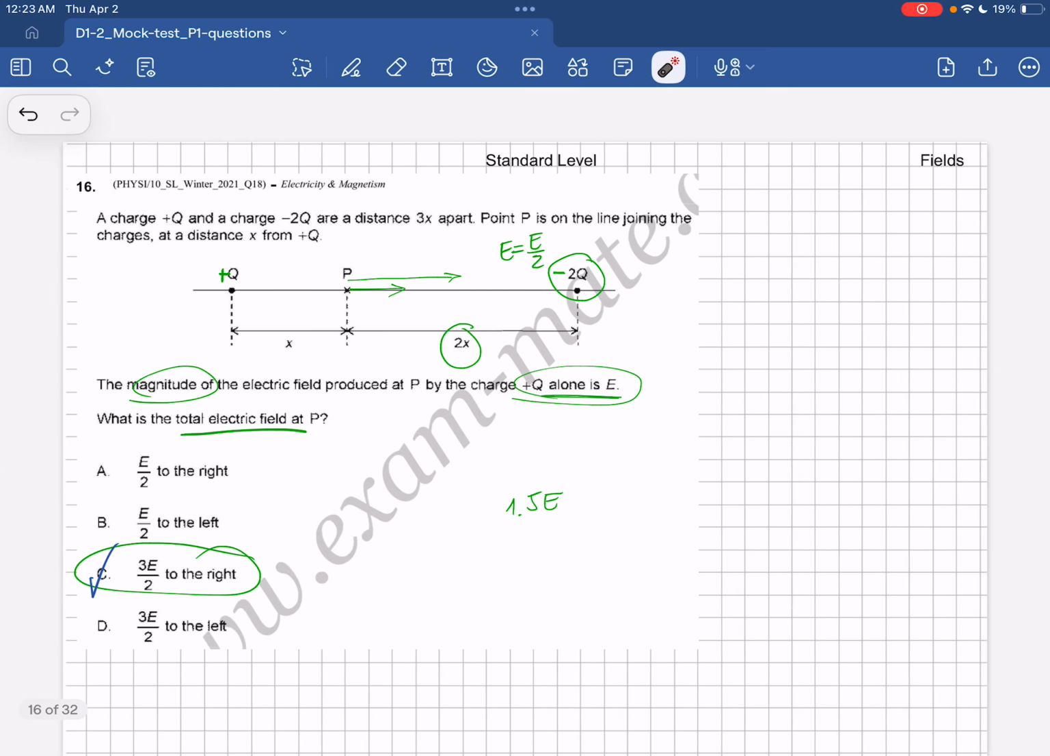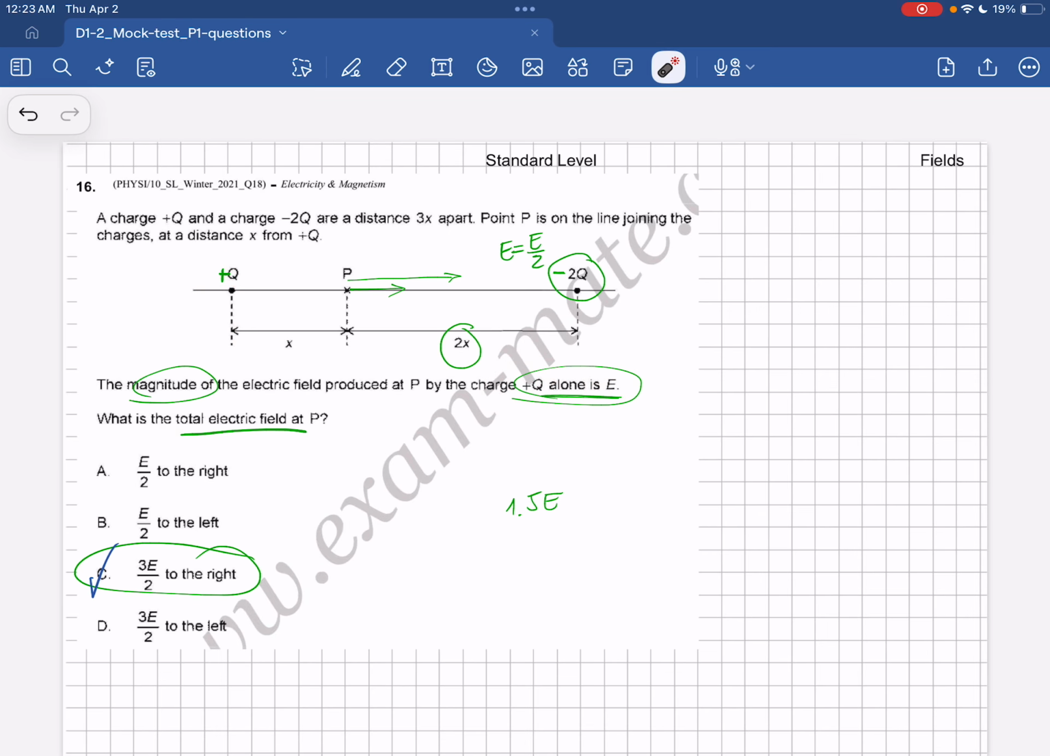Number 16, charge, okay, distance 3x apart. Okay, so this is actually 2x. The point on the line showing the charge at a distance x. Okay, got it. Oh, this just basically describes this diagram. The magnitude produced by a charge q alone is E.